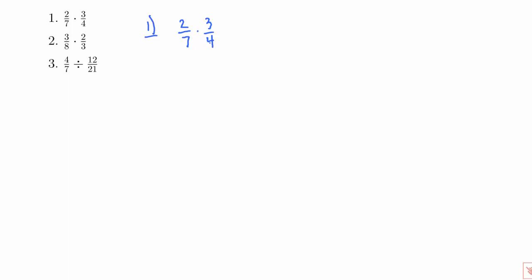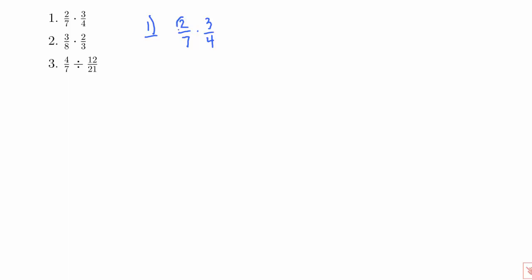And the big reason why this is usually easier than adding or subtracting is because you don't need a common denominator. So really, a lot of people just multiply straight across and then simplify. You can do that if you want. You can do 2 times 3 is 6, 7 times 4 is 28, and simplify from there. However, my recommendation to you is to simplify before you multiply.